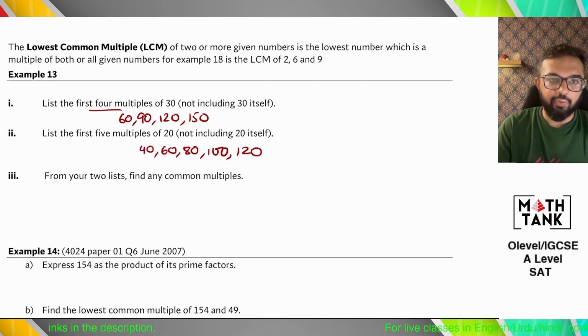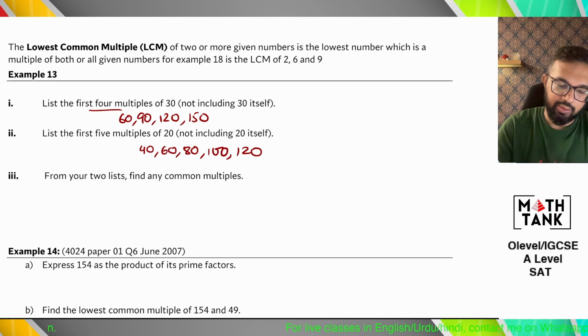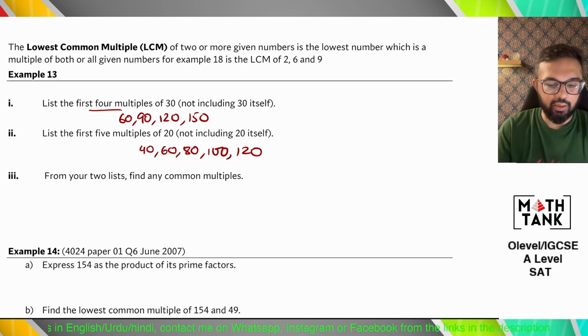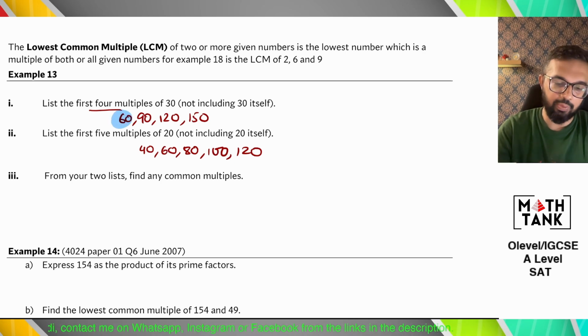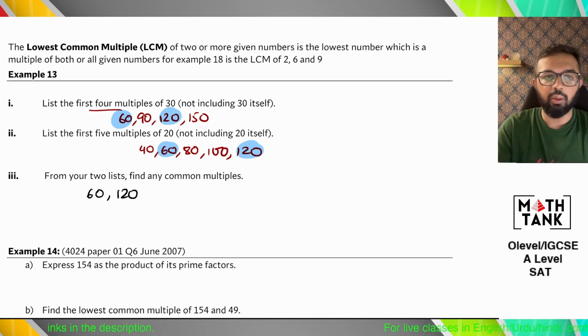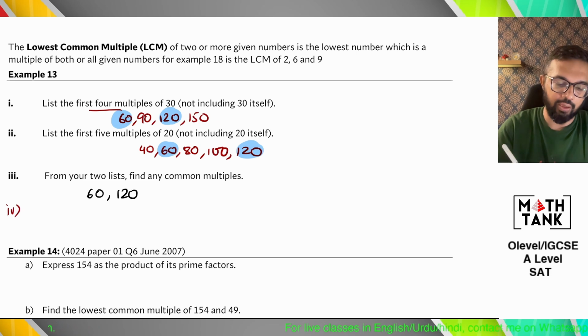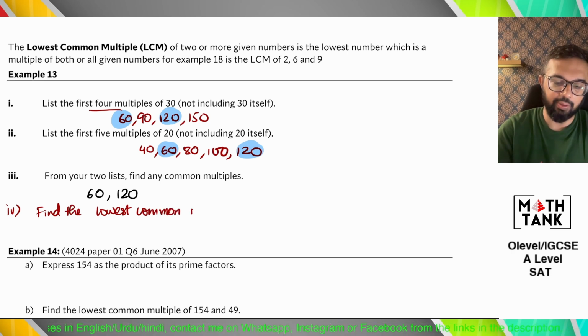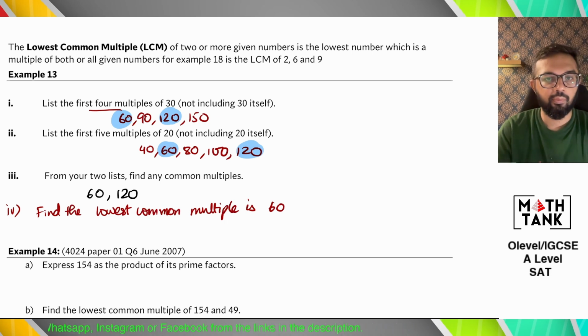From your list, find any common multiples. What are the common multiples? Let's look at common multiples 60 and 120. Which of these is the lowest common multiple? Find the lowest common multiple. You can tell me that out of your list, the lowest common multiple is 60. I can see that from here.